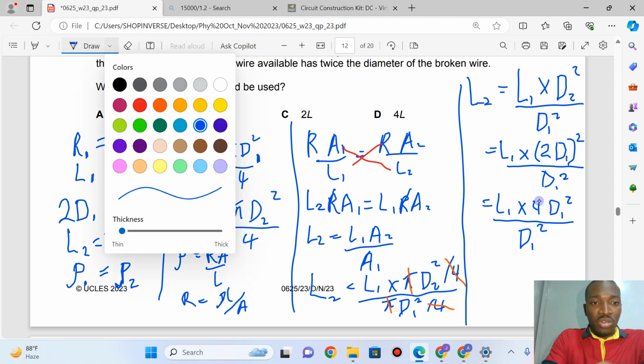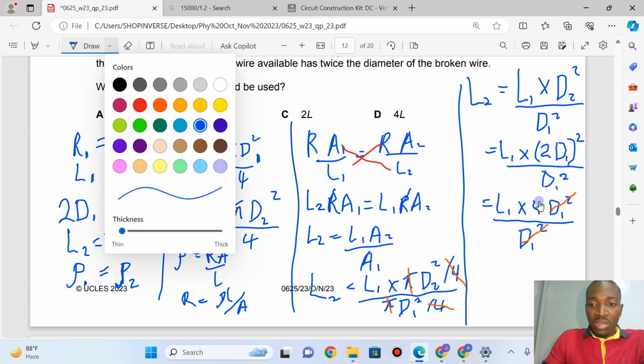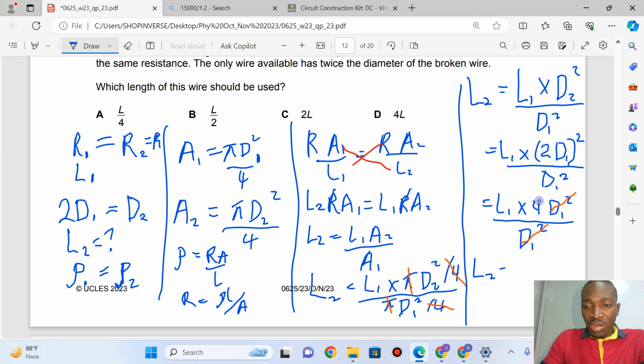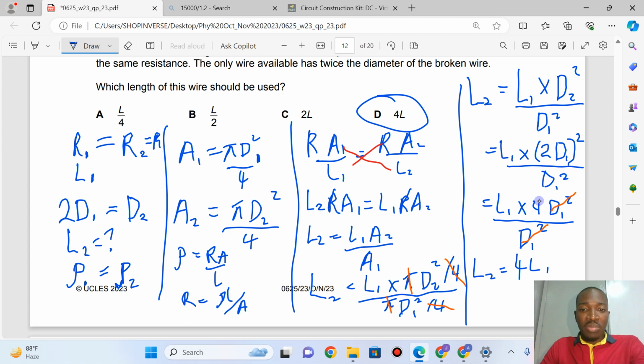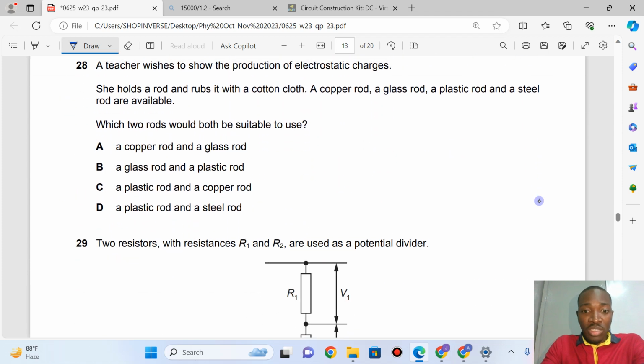D1 squared is common on both sides, so I can cancel them out. I'll be left with 4 times L1. That simply means the length of the second material should be 4 times the length of the first wire, which makes option D the correct answer. Please, if you don't understand this explanation, make sure you watch this part of the video again. We go straight to question number 28.